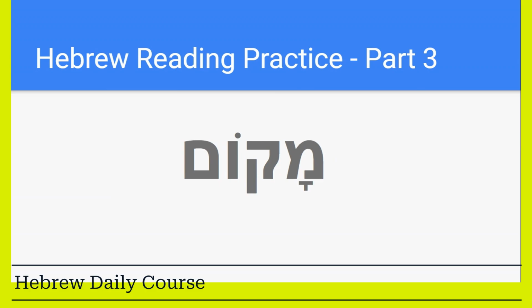Then we have kuf, so that's our first sound, k. And then we have vav with a dot above, or cholam. This tells us it's going to make the o sound. So we have k plus o, which gives us ko. But then we're going to look at the next letter and see if it has any nikud underneath. It's a final mem, no nikud. This gives us k plus o plus m. So kom, ma kom. There you go. There you have it.